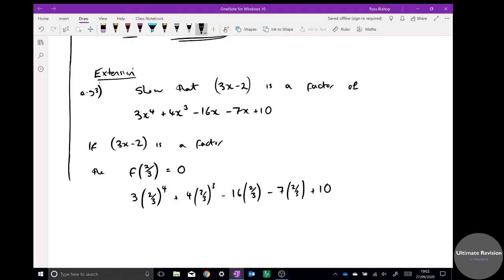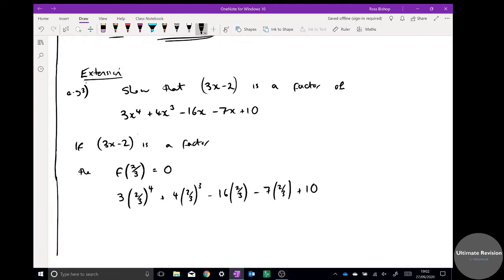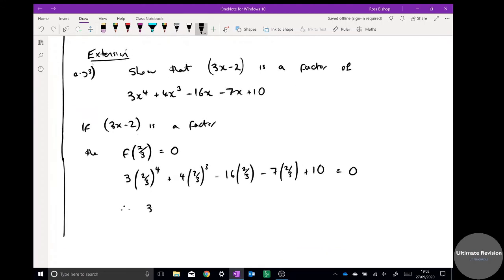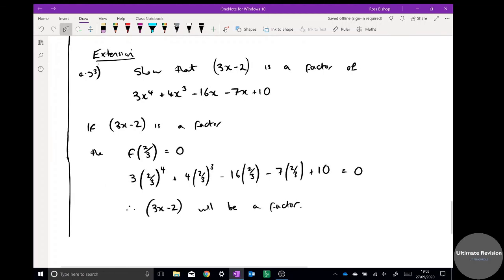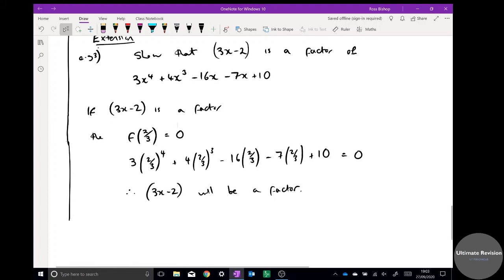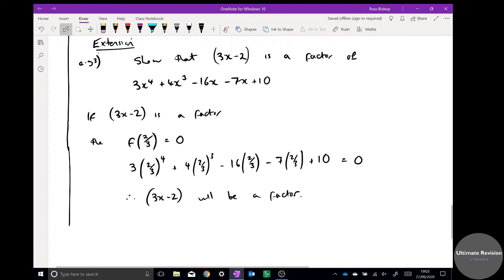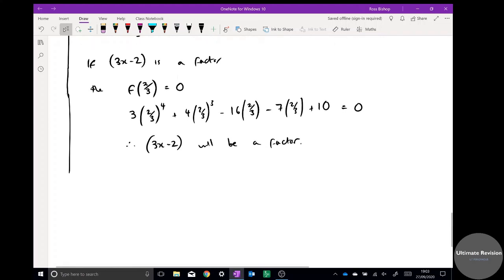And you can try it out for yourself, but I will save you the hassle. That does equal 0. Therefore, 3x minus 2 will be a factor. So that's another style of question you could get asked. Okay, and you must write that statement at the end. Therefore, 3x minus 2 will be a factor. Okay, so you could be asked those sort of questions as well.